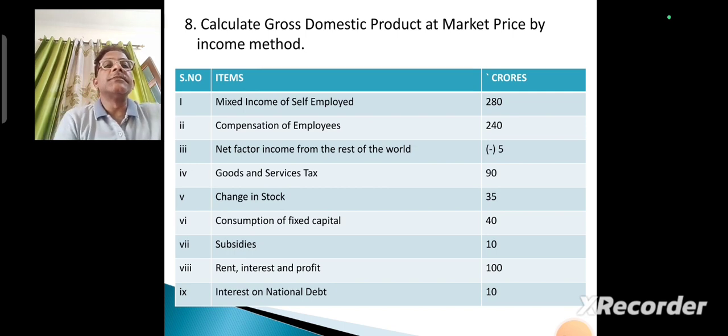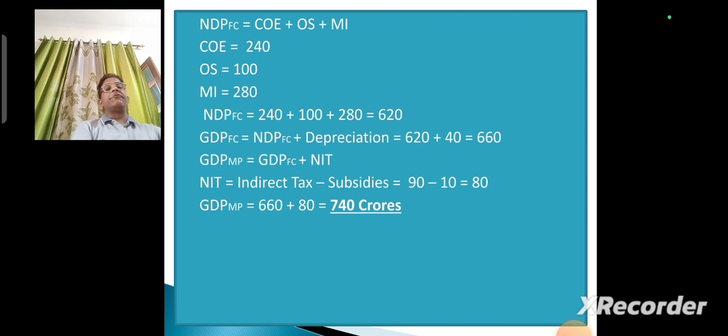So mixed income, COE. Then in head number 8, I can see rent, interest and profit has been given up. So this is nothing but operating surplus. Interest on national debt, head number 9, it is actually transfer payment, so not to be considered at all. GDPMP. So other than NFYA, you can see in the calculation, each and everything has been taken up in this.